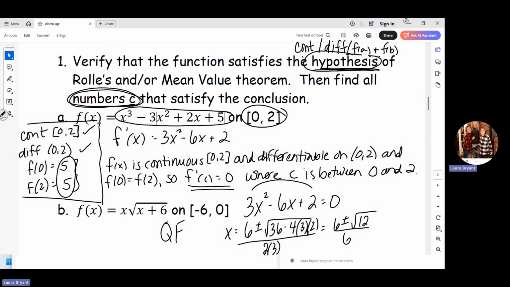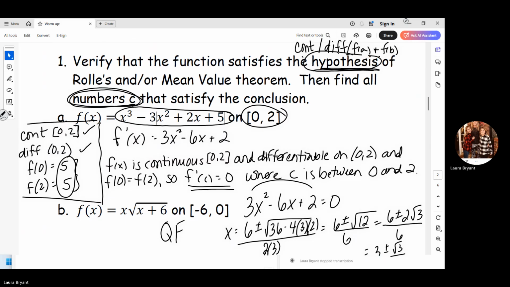And then you can't cancel those 6's because you have to cancel in all 3 terms. I could reduce the radical 12 a little bit and make this 2 radical 3 by pulling out the perfect square of 4. And now you can cancel a little bit. You could take a 2 out of everywhere. So 3 plus or minus radical 3 all over 3.